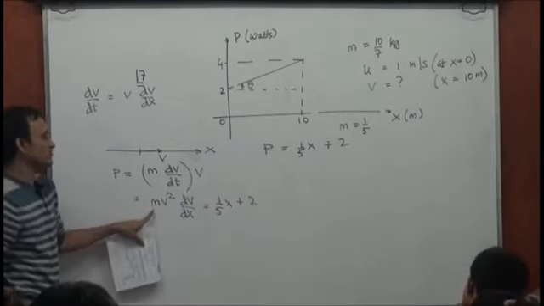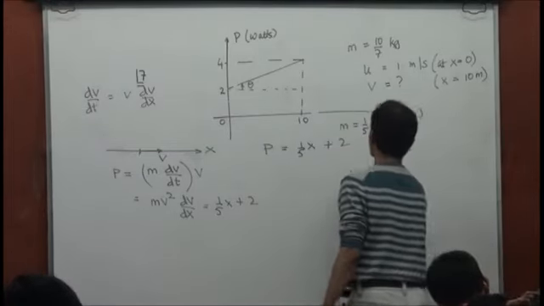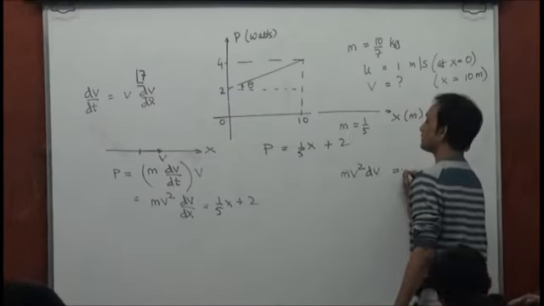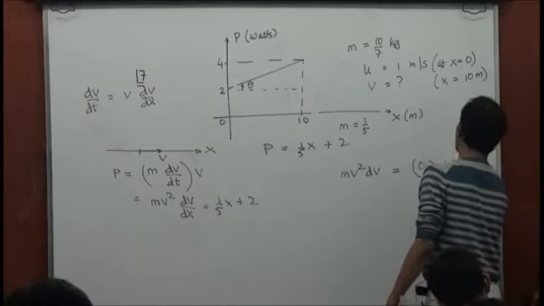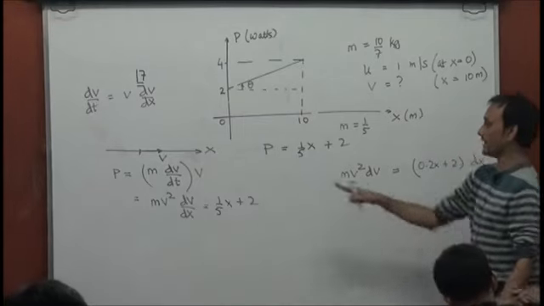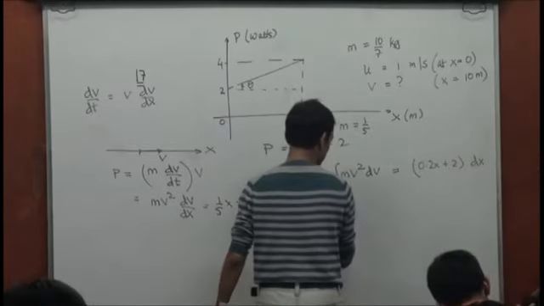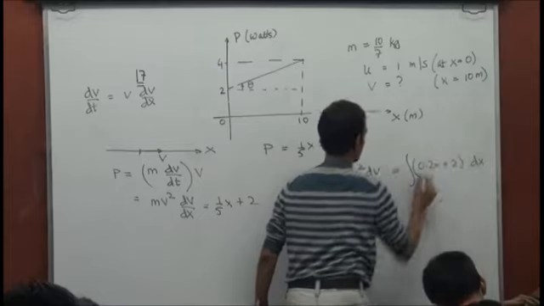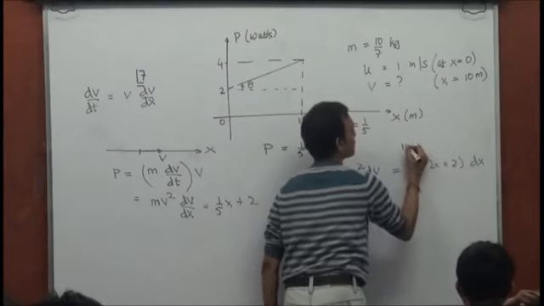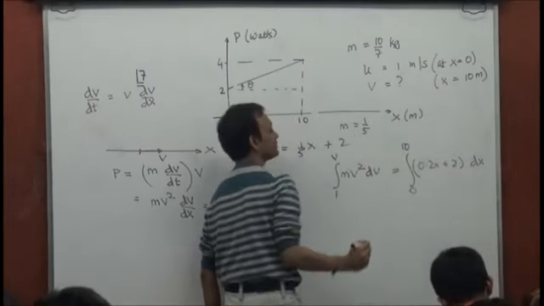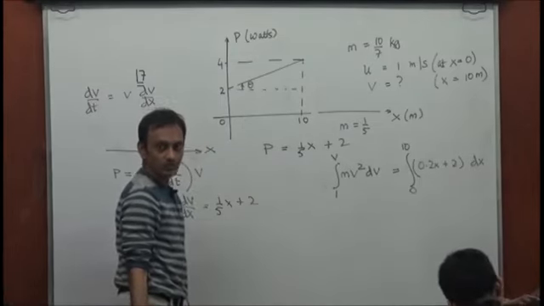M is given to be 10 by 7, whatever. So then m v squared dv is like 0.2x plus 2 dx. Integrate both sides. When x is 0, the velocity is 1 meter per second. When x is 10, the velocity, let's say, is v. Are you confused about anything here?